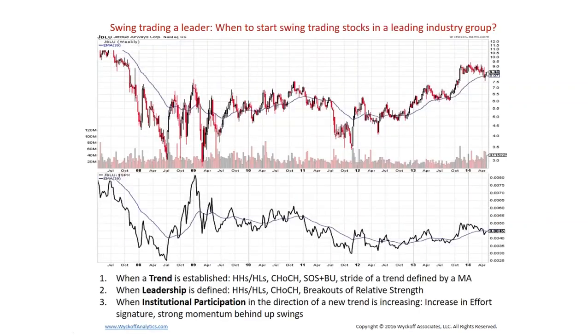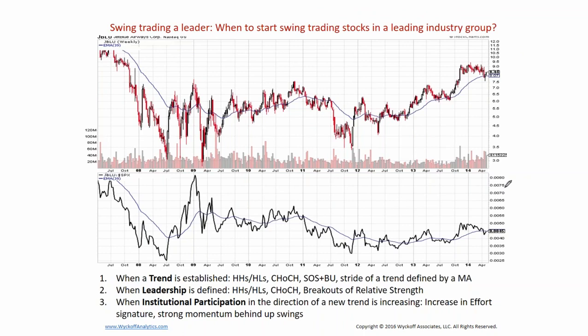So where or when would we be considering swing trading a stock in the leading industry group? So obviously, we want to make sure that the group is outperforming other groups or the market in general. We also want to understand which stock is the leader in that group, identifying that leader, because all other stocks are going to perform in line with that leadership. It's going to mimic that leadership, and it's going to follow that leadership.